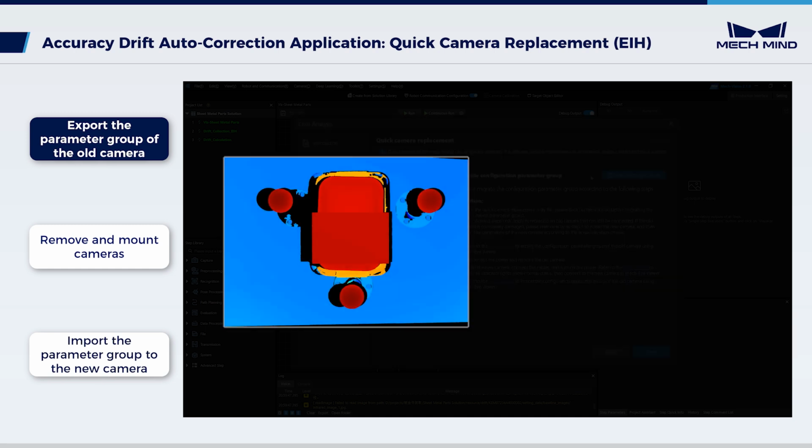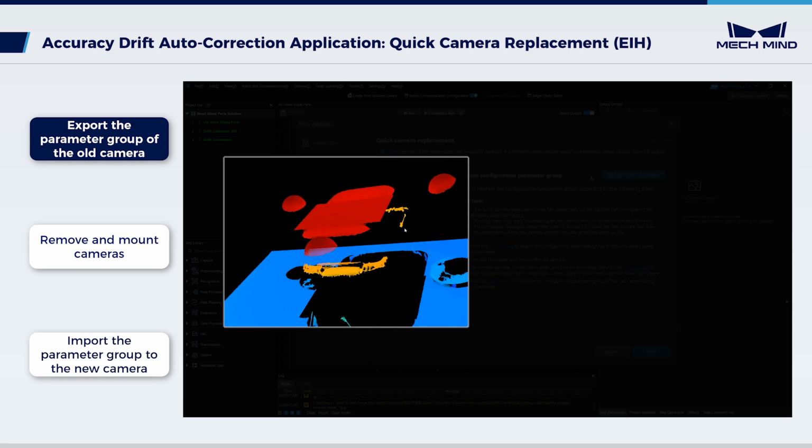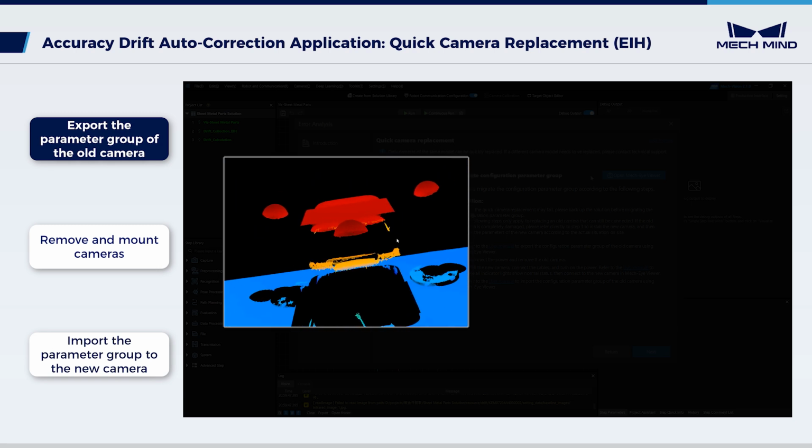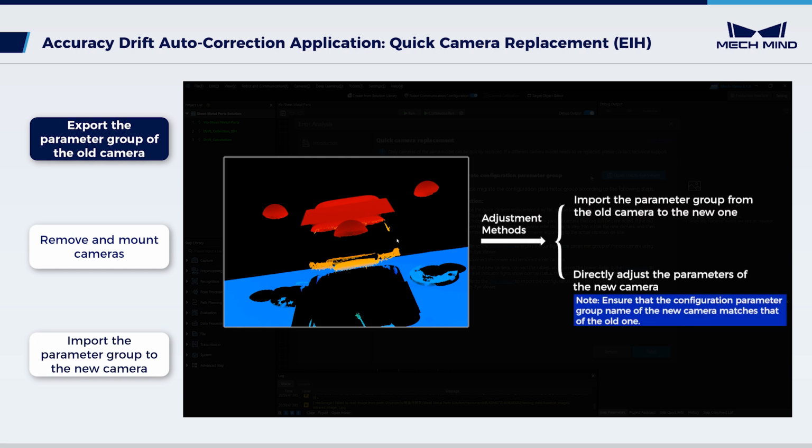First, adjust the parameters of the new camera. Ensure that the calibration sphere's point cloud quality is comparable to that acquired with the old camera. There are two adjustment methods: import the parameter group from the old camera to the new one, or directly adjust the parameters of the new camera.